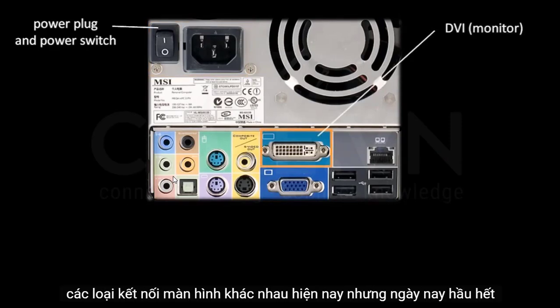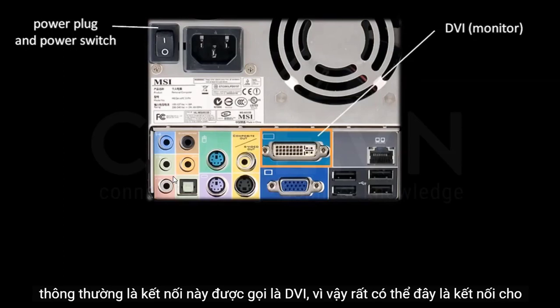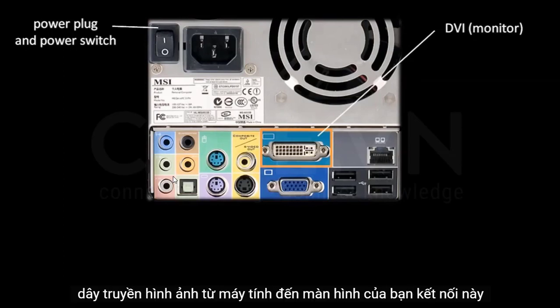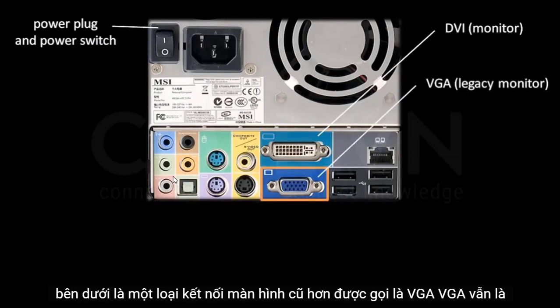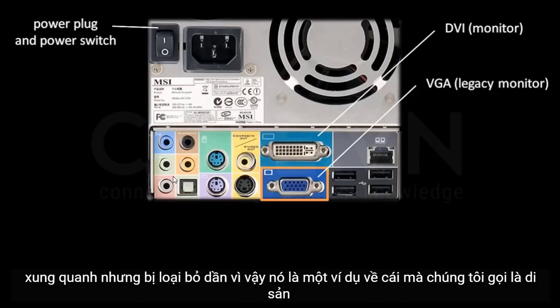There are a few different kinds of monitor connections around right now, but today the most common is this connection called DVI. So most likely this is the connector for the cord that sends the image from your computer to your monitor. This connection below is an older kind of monitor connection called VGA. VGA is still around, but being phased out, so it's an example of what we call a legacy technology.